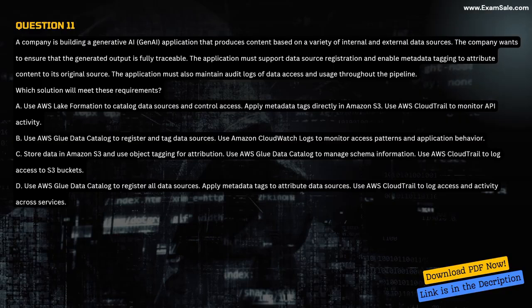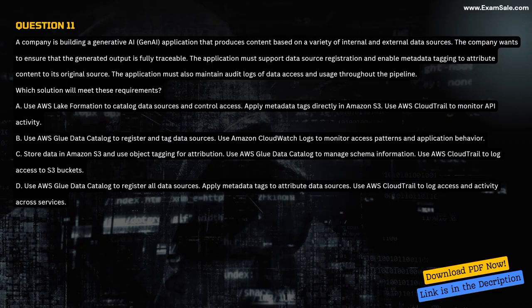A. Use AWS Lake Formation to catalog data sources and control access. Apply metadata tags directly in Amazon S3. Use AWS CloudTrail to monitor API activity. B. Use AWS Glue Data Catalog to register and tag data sources. Use Amazon CloudWatch logs to monitor access patterns and application behavior. C. Store data in Amazon S3 and use object tagging for attribution. Use AWS Glue Data Catalog to manage schema information. Use AWS CloudTrail to log access to S3 buckets.